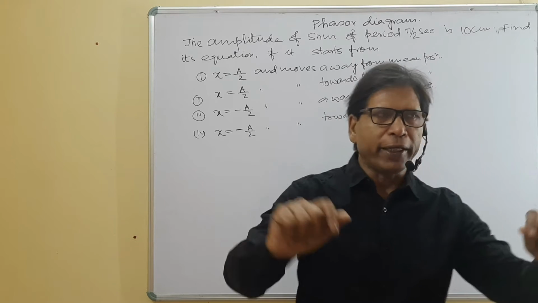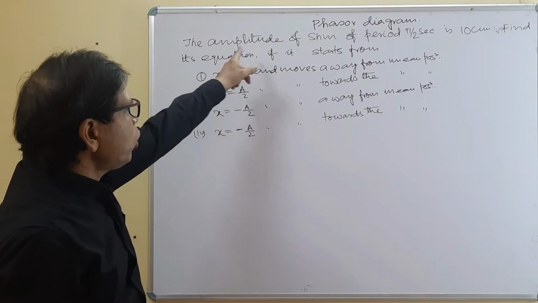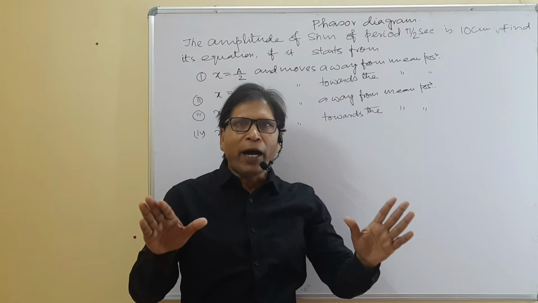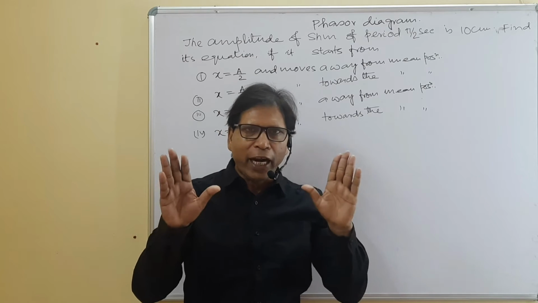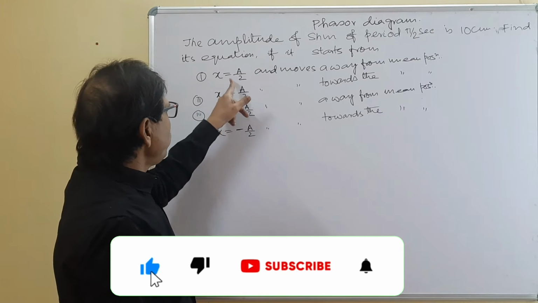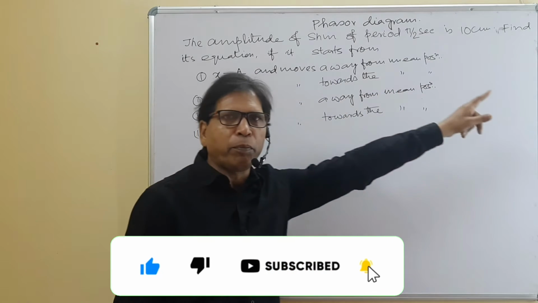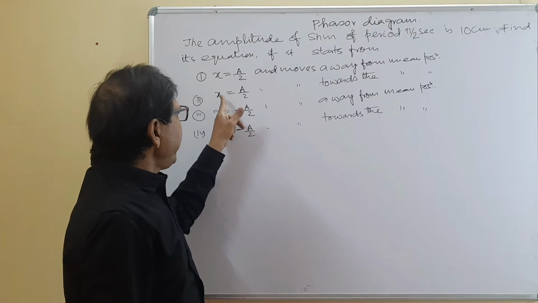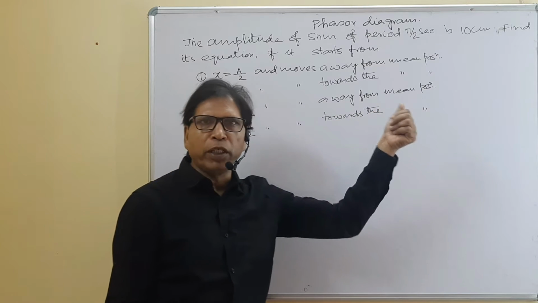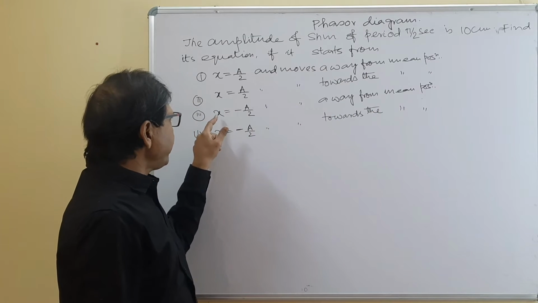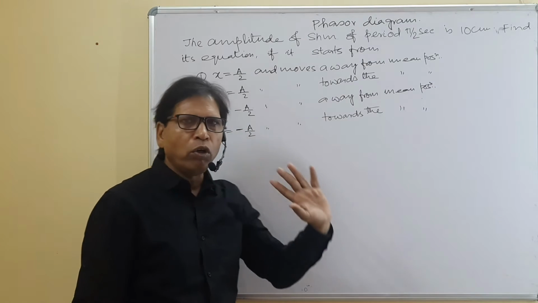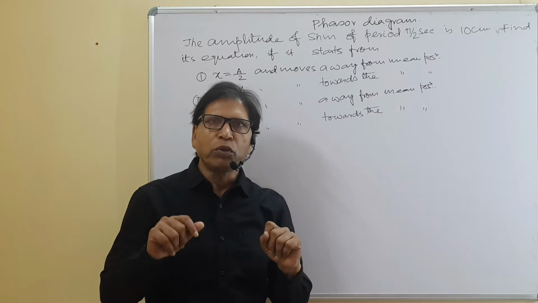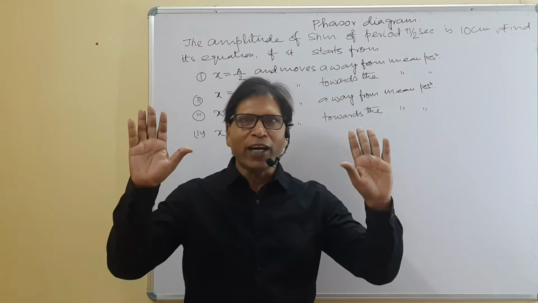Look at this numerical. The amplitude of an SHM of period pi by 2 is 10 centimeter. Find its equation if it starts from x equals a by 2 and moves away from the mean position. Number 2, it starts from x equals a by 2 and moves towards the mean position. Number 3, it starts at x equals minus a by 2 and moves away from the mean position. And number 4, it starts at the same point and moves towards the mean position. Okay, now look at the solution.